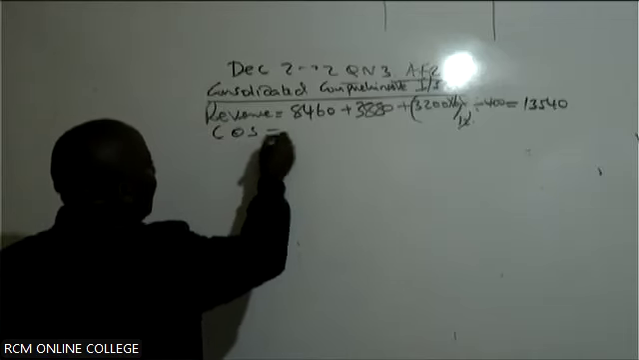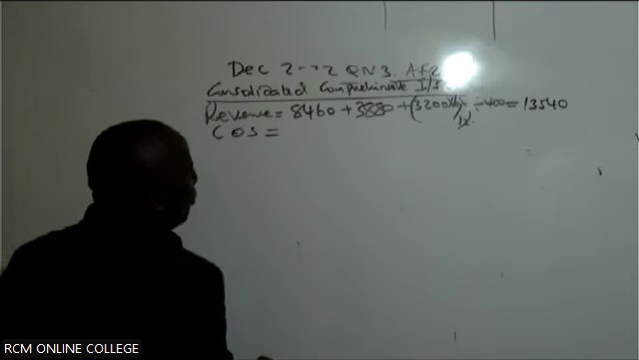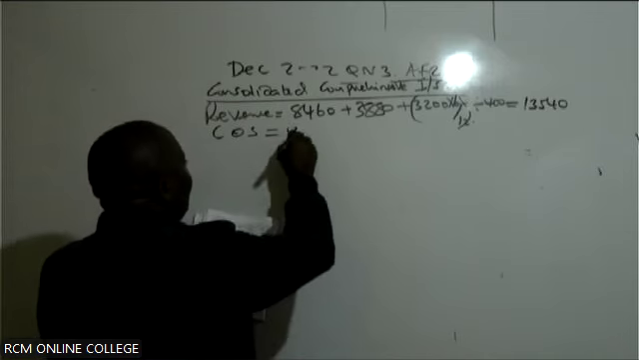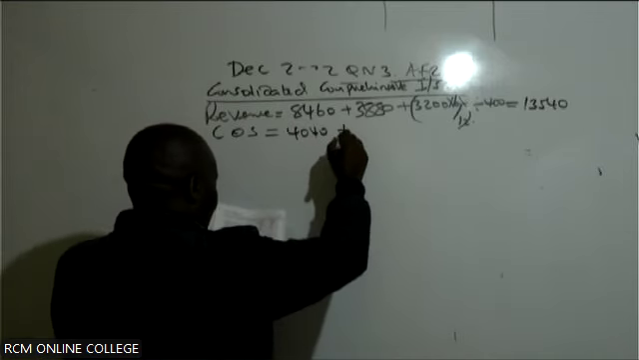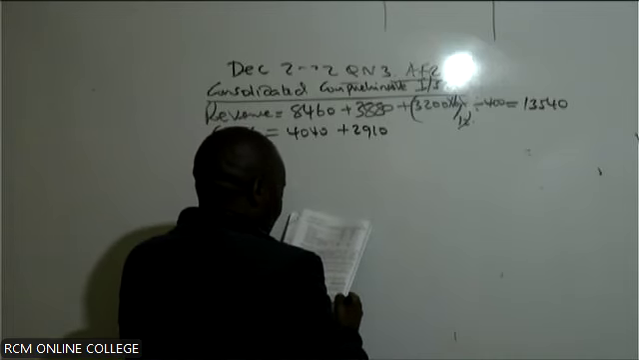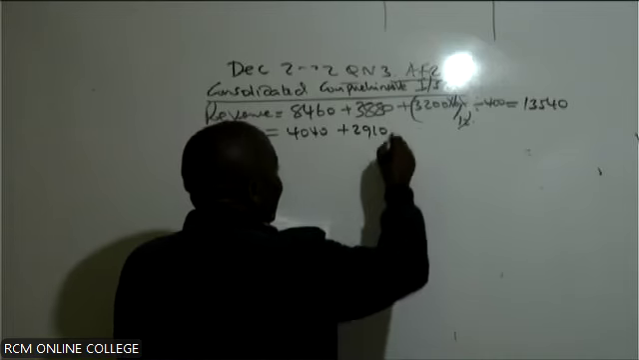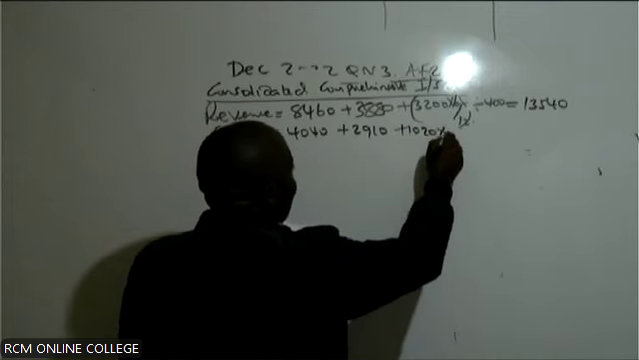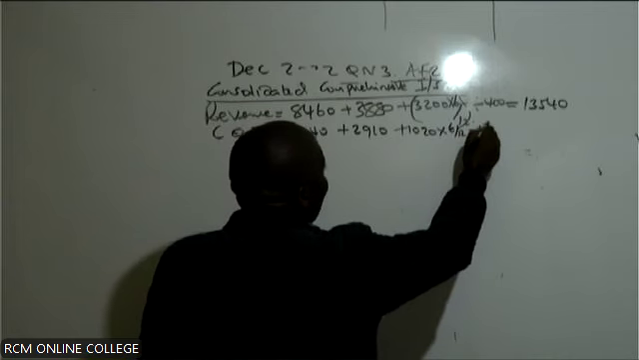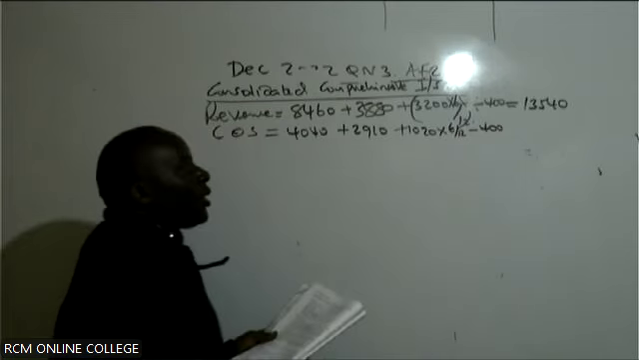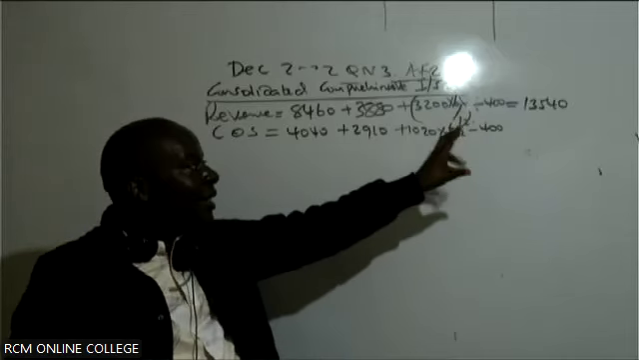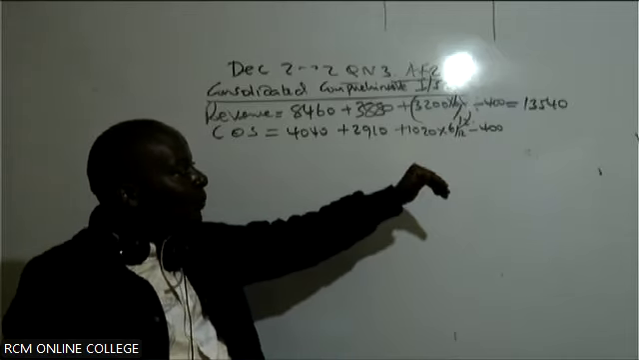So for this consolidated cost of sales, I will take the cost of sales of the parent, 4040, plus 2910, plus 1020, and this 1020 is for L, so times 6/12, all right? And then, of course, I must always deduct the intra-sales, the internal sales figure. That 400 must be, in this case here, subtracted.